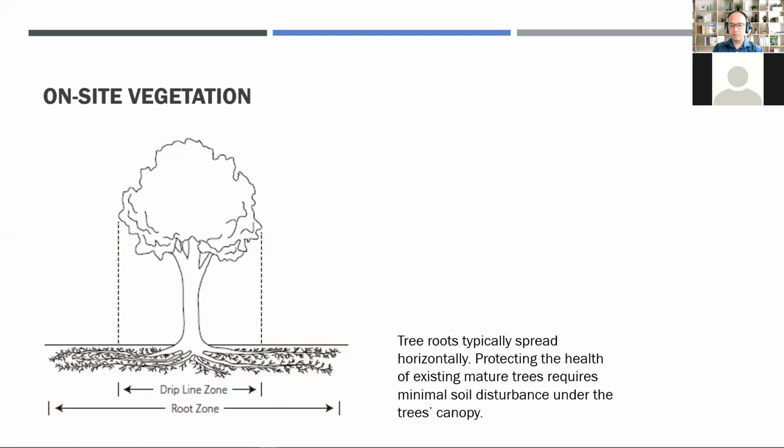So at the very least, construction disturbances shouldn't really occur within the drip line zone of a tree's canopy. So if you see a tree, in practice, measure out its canopy, determine where the drip line zone is, and stay the hell away from developing directly underneath that tree.